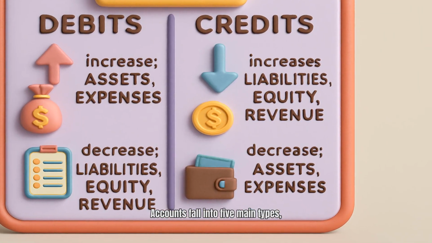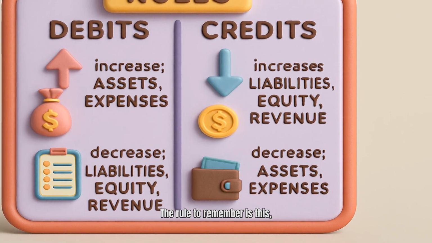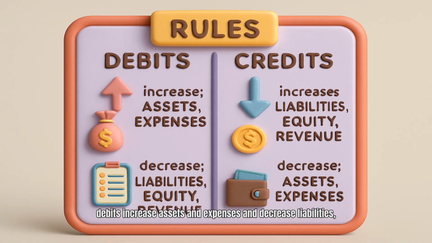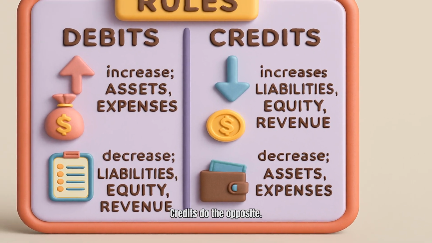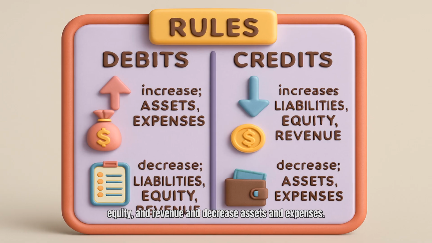Accounts fall into five main types: assets, liabilities, equity, revenue, and expenses. The rule to remember is this: debits increase assets and expenses, and decrease liabilities, equity, and revenue. Credits do the opposite. They increase liabilities, equity, and revenue, and decrease assets and expenses.